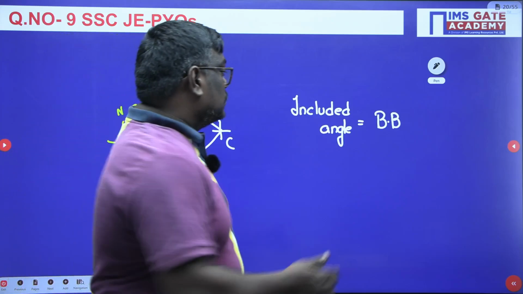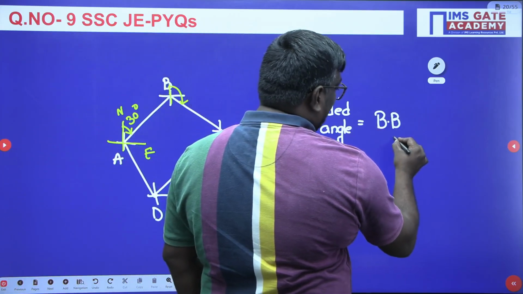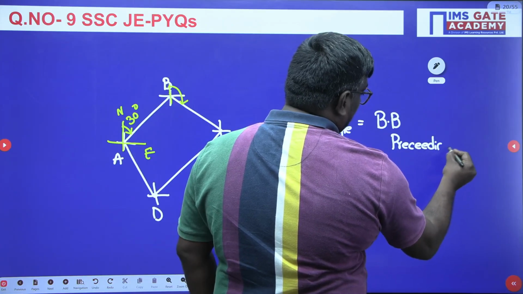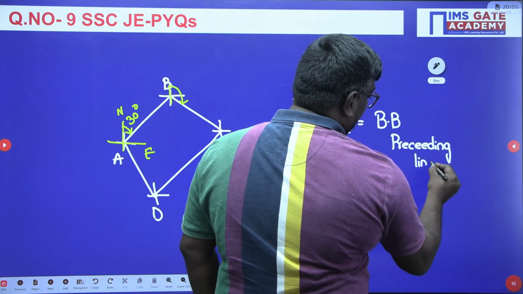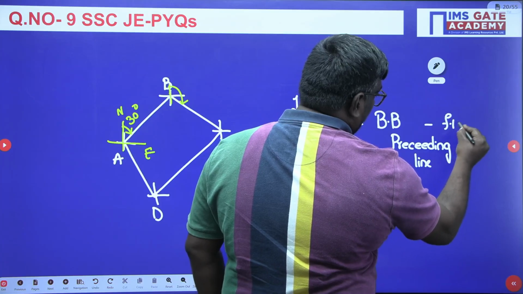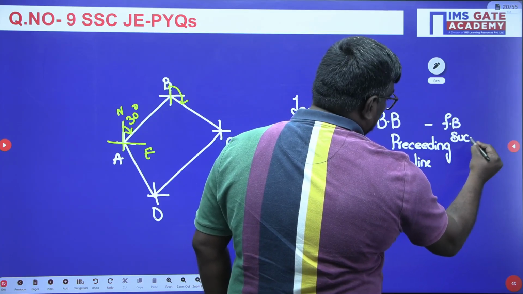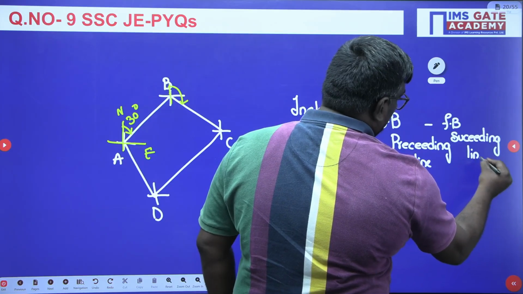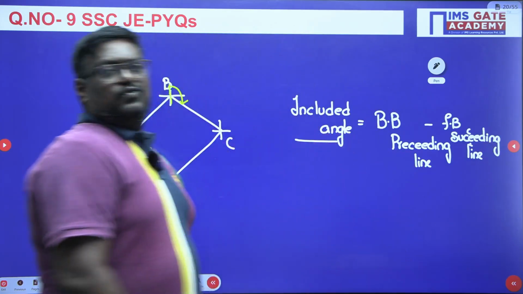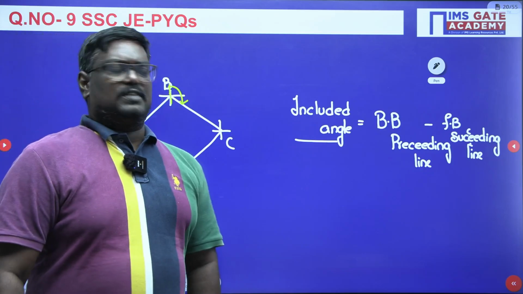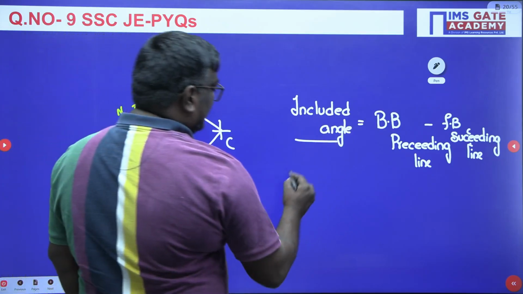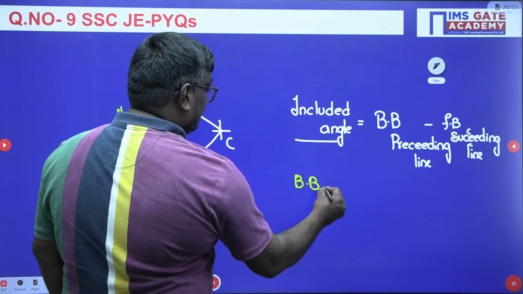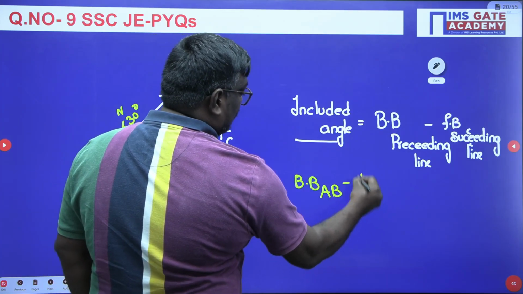So here the included angle can be taken as back bearing of preceding line minus forebearing of succeeding line. The formula is: included angle equals back bearing of preceding line minus forebearing of succeeding line. Okay. When I apply this, back bearing of preceding line minus forebearing of succeeding line, here you can write the back bearing is 30 degrees. So back bearing of AB minus forebearing of BC.